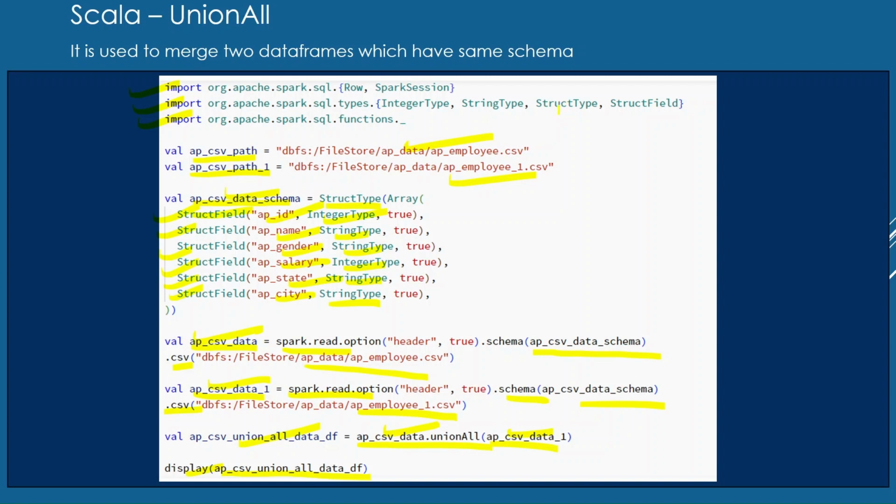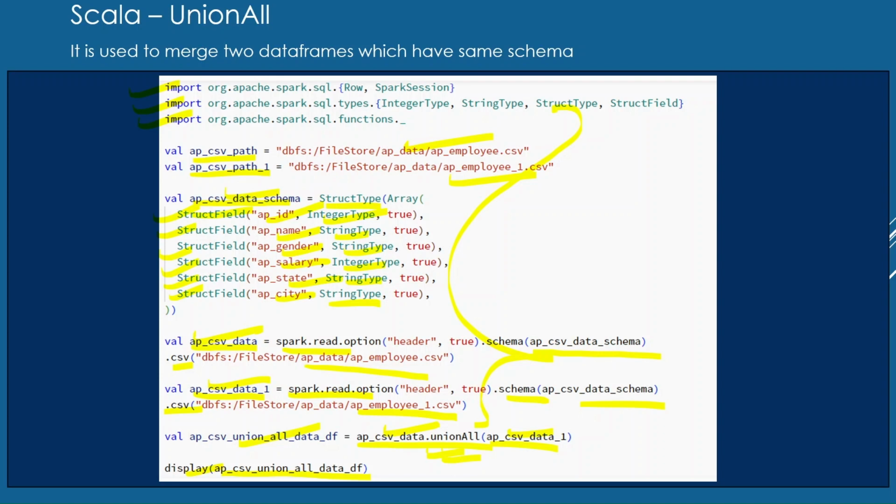For this exercise, the creation of the data frames by reading a CSV file is something we have done in my previous exercises. I am going to copy the code from one of them, and I will show you how this unionAll function is going to work.